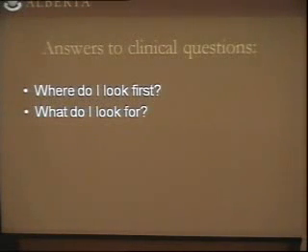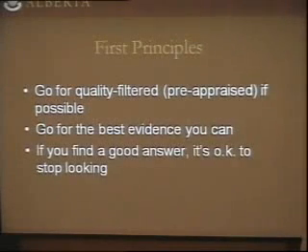So the answers to the clinical questions of where do I look first and what do I look for lead to going through first principles. And the first principle is you need to go for quality filtered, pre-appraised literature. What you're doing is relying that somebody has done the work for you. It's not bad. You don't have the time. You're busy clinicians, you're seeing patients, and you want a trustable group of people who have quality filtered that literature for you. They've done the work for you. Essentially, there's a bottom line, the information's there, you can make a quick decision, you know it's been done properly, you know it's been vetted.